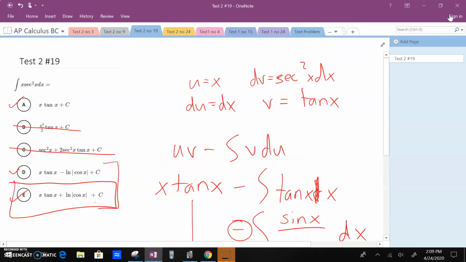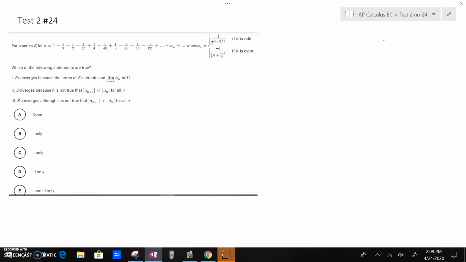The most heavily missed question was question number 24, and this one it's kind of confusing how they word it. So it's an infinite series, and we're adding up all these terms, and it is clearly alternating. And then they define it to be this piecewise series, which is kind of odd, and it's a novelty type thing. And they're saying which of these statements are true. So they're saying S converges because the terms of S alternate and the limit as n approaches infinity goes to 0. That's tempting to choose number 1.